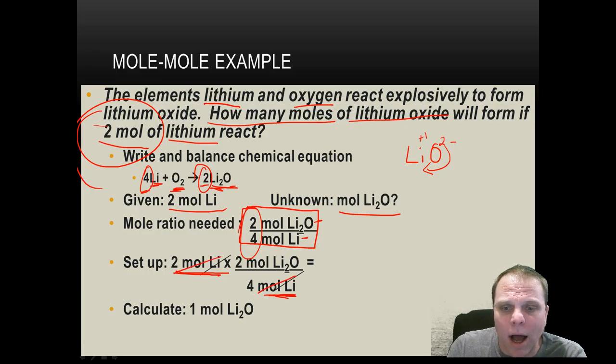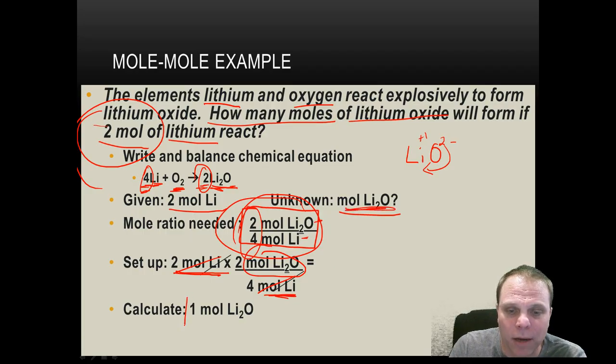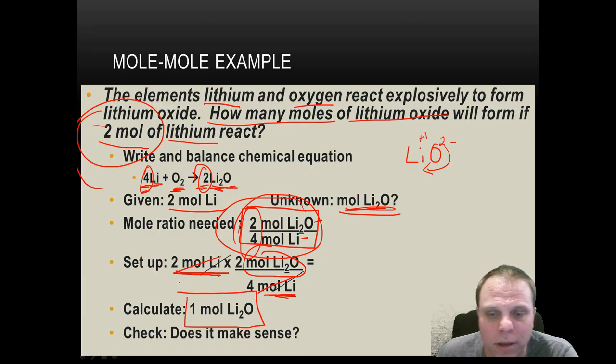And now I put on top the 2 moles of lithium oxide. Why? Because that was the ratio that I made, right? I made that ratio here from my balanced chemical equation, and that's why I used it here. So what am I left with? A lot of times I like to circle what I'm left with, make sure that's what I was looking for. I'm looking for moles of lithium oxide. Indeed, that's what I've got. So then I can come up with my answer. Don't forget, we want to box our answers, right? So my answer is 1 mole of lithium oxide.